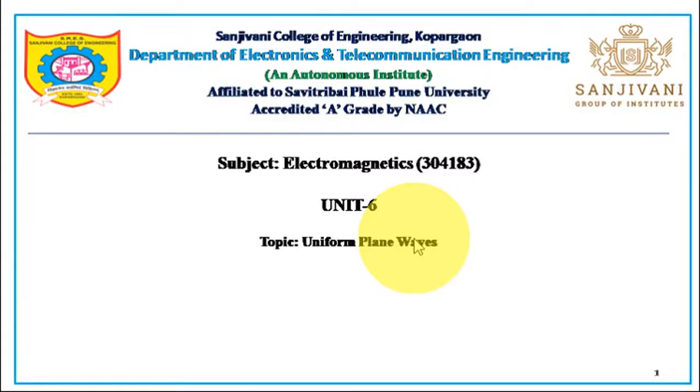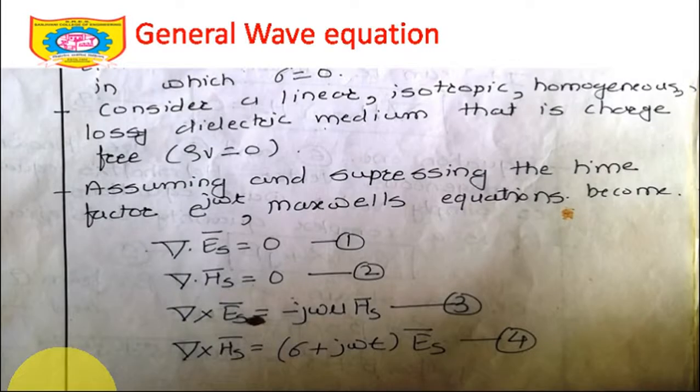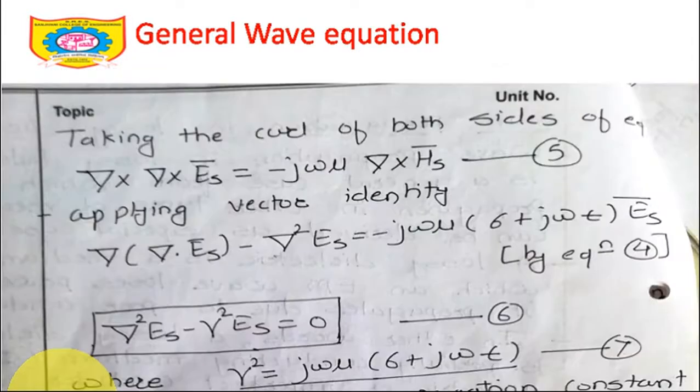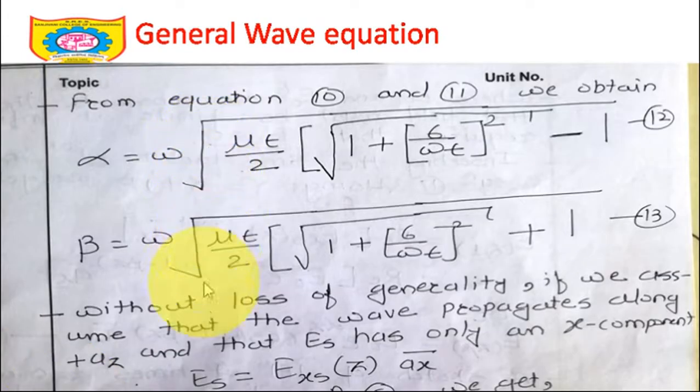Welcome back, students. In the previous lecture we started our discussion about the Helmholtz equation. We went through Maxwell's equations in the phasor form. We applied certain vector identities and obtained the alpha and beta values, and finally came to the E bar expression in the phasor form, Es as Exs of z into ax bar.